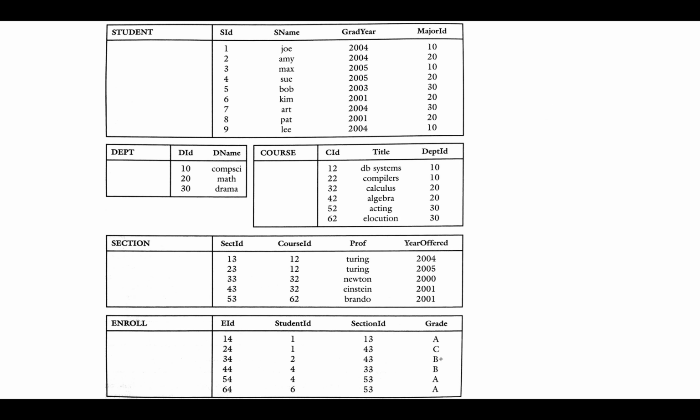So here's a toy set of tables with a school or university that's not a very big university. It has 9 students. It has 3 departments: computer science, math, and drama. It has 6 courses. It has 5 sections, and there are 6 enrollments. And this is just a toy little data set that we're going to be using throughout at least the first half of the semester, to point out and discuss relationships and alternative ways of representing this.